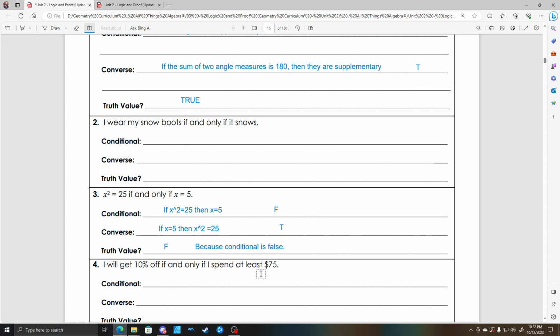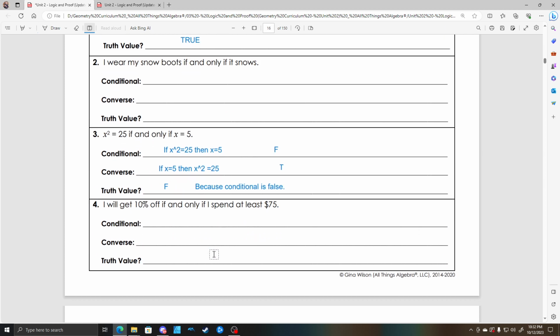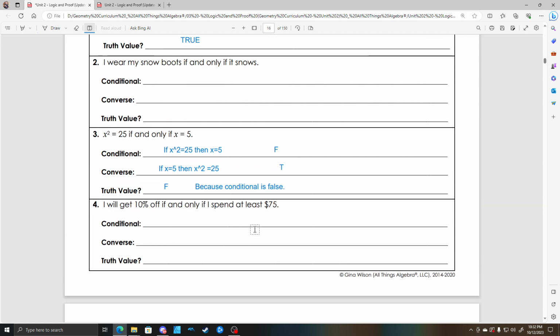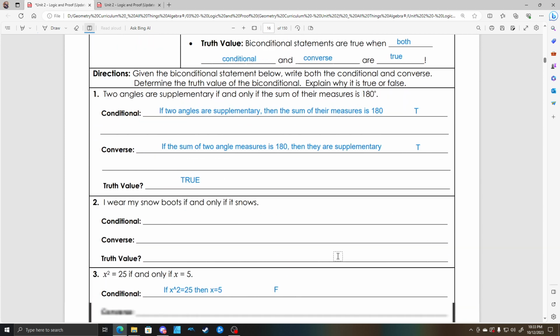All right, and that's really all there is to these. You just have to make sure that both of them are true, and if you do make sure that both of them are true, then you will have a biconditional statement.